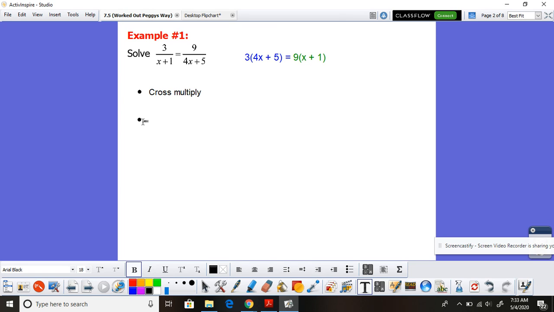And then all we do, guys, is we distribute and then we solve. Okay, so distribute your 3 in, distribute your 9 in, and then it's just simple algebra from there. X equals 2. That should not have been new.